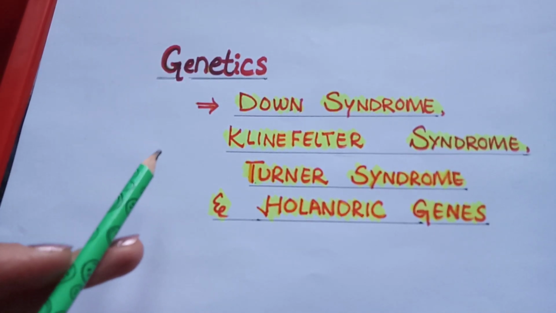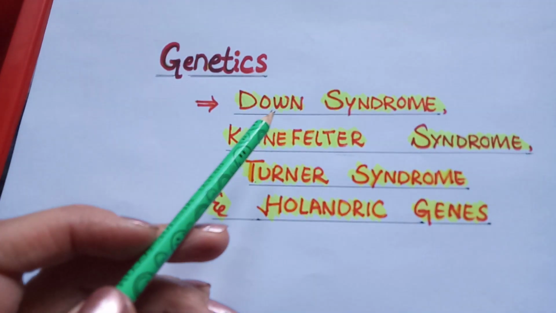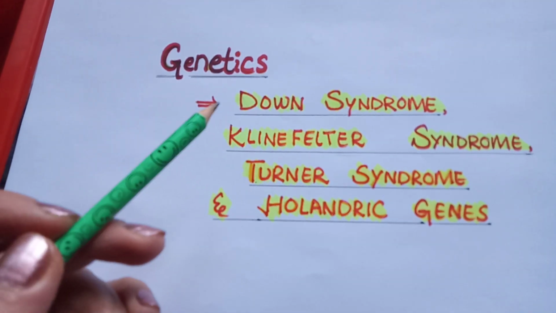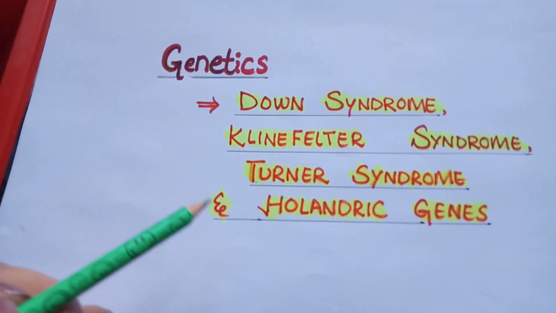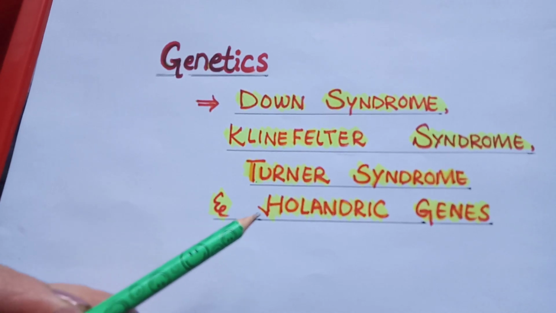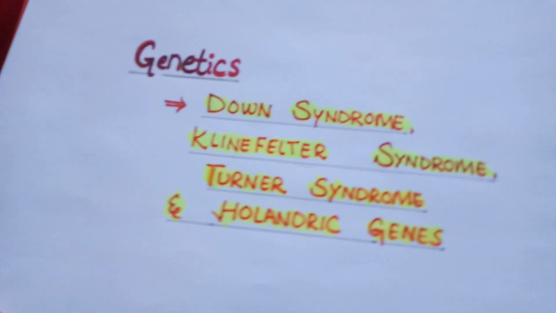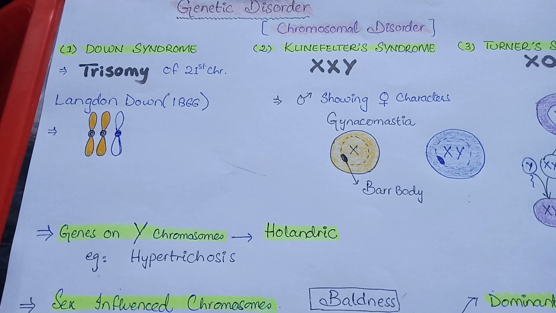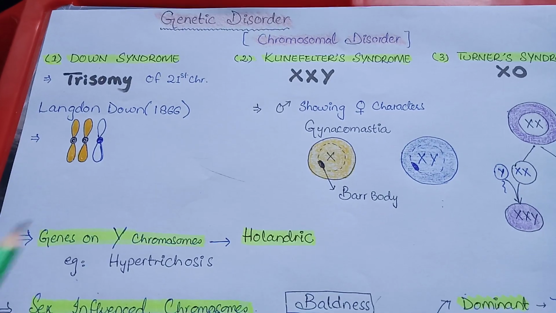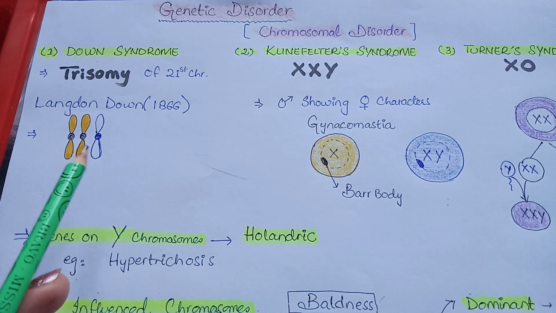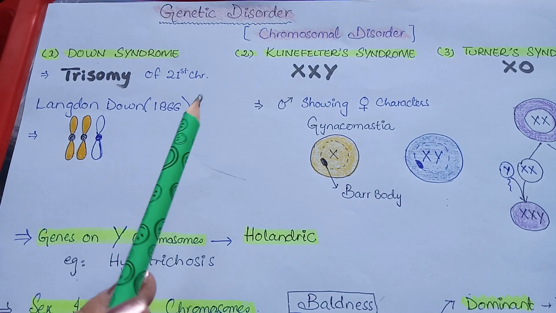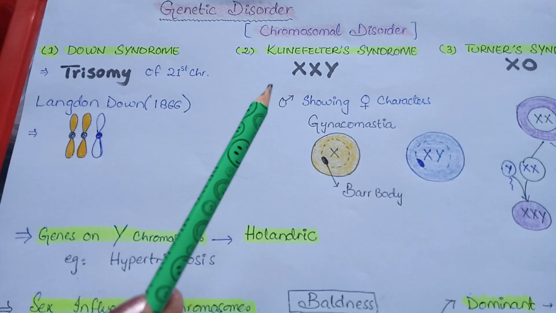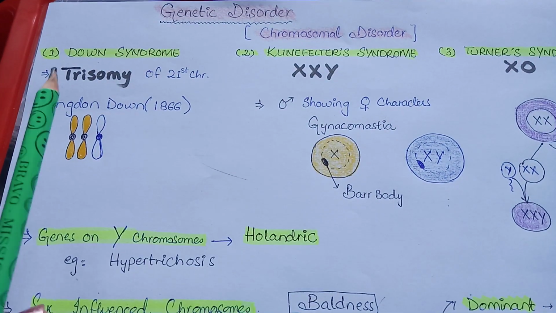Genetic disorders. Let us talk about the genetic disorders which are in the category of chromosomal disorder. Here we will be discussing three genetic disorders as well as another topic, that is Holandric genes. In chromosomal disorder, we take three very important disorders. One is Down syndrome, second is Klinefelter syndrome, and third is Turner syndrome.